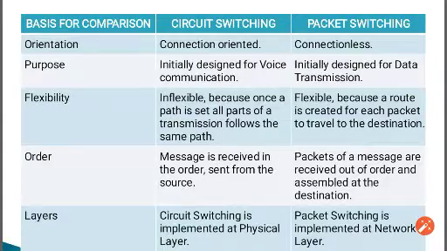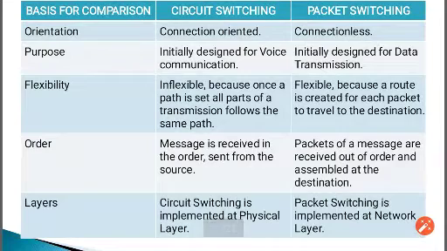Then in circuit switching, the message is received in the same order as it is sent from the source. But in packet switching, the packets of a message are received out of order because no particular order is maintained. Only the header has the sequence number, saying this is the second part, this is the third, the fourth, the fifth.